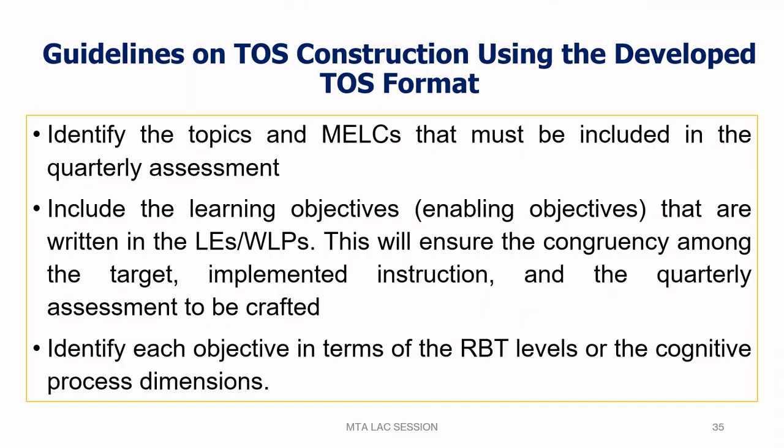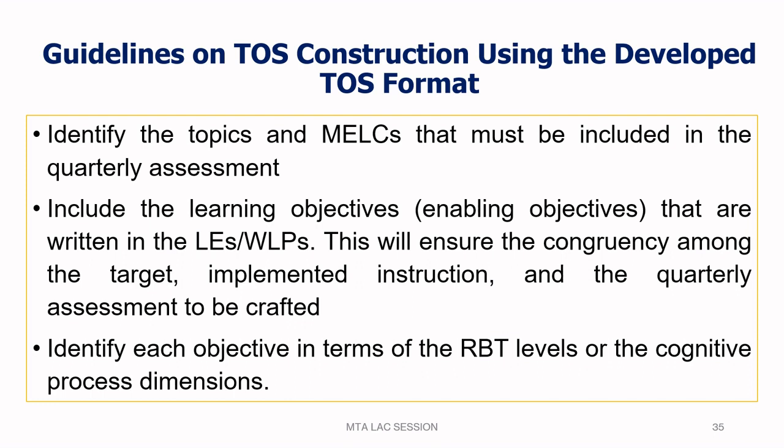These are the guidelines that we can follow in TOS construction. First, identify the topics and MELs that must be included in the quarterly assessment. Please remember that there are MELs that are intended for performance only, and there are MELs that are suited for pen and paper assessment. In cases where MELs for performance are so dominant, you may consider enabling objectives that could be applicable for pen and paper assessment. This is the reason why it's very important that we include enabling objectives in our TOS, not only the MELs.